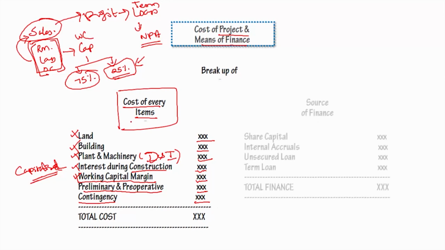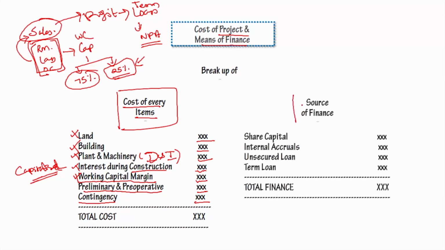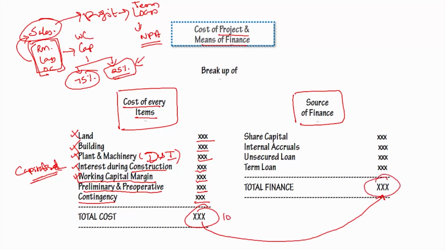Then we should also give the breakup of source of finance. Because here we said this is the cost. How is that cost going to be met? Through financing, right? Let me give some imaginary numbers. Let's say 100 million is the cost. It means this entire 100 million has to be financed. But how is this 100 million going to come into the picture? It is going to come from, let's say, four sources.